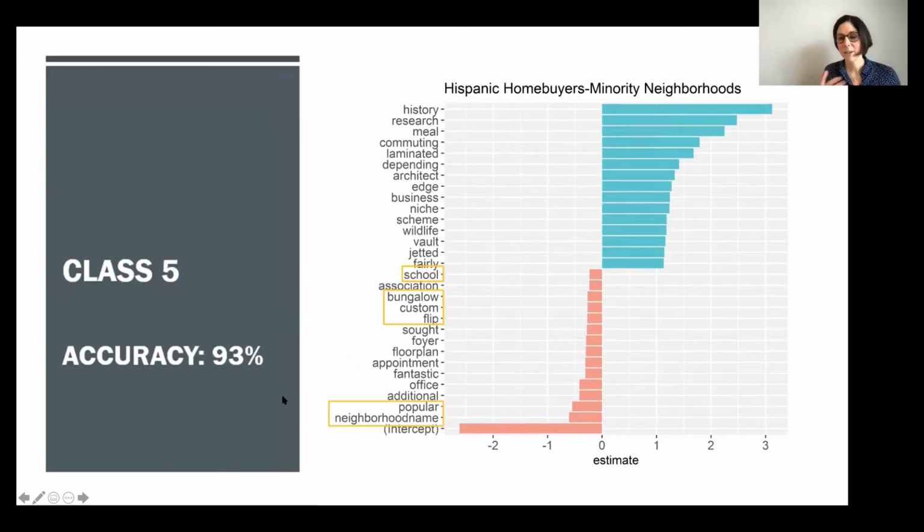And then our Hispanic home buyer class, again the smallest class, but same thing where schools come up as not being mentioned, nor bungalows, custom, flipping housing. They're not popular. And then again, neighborhood name is not as important.